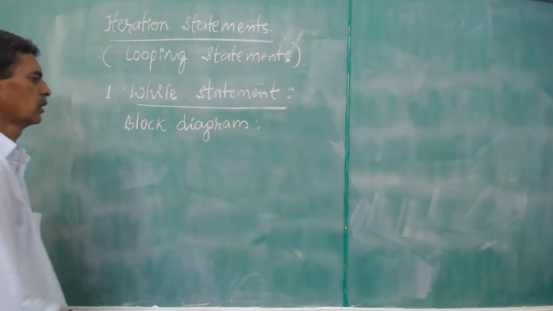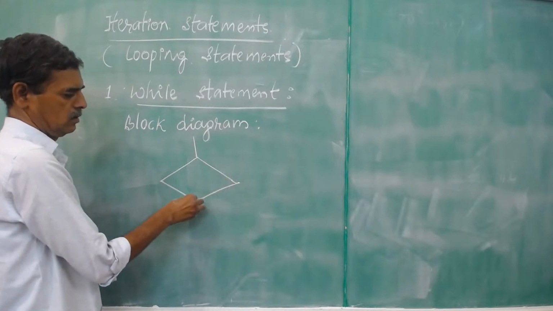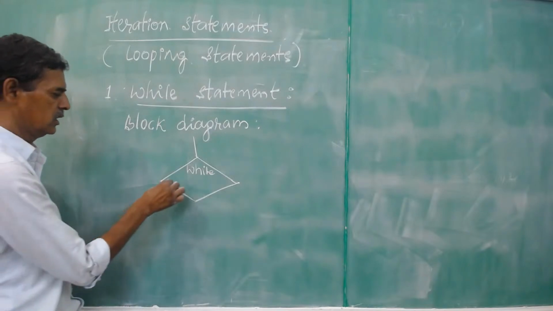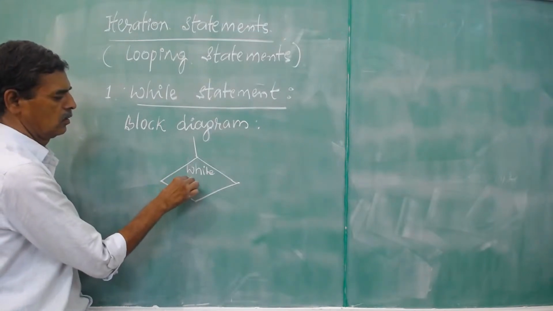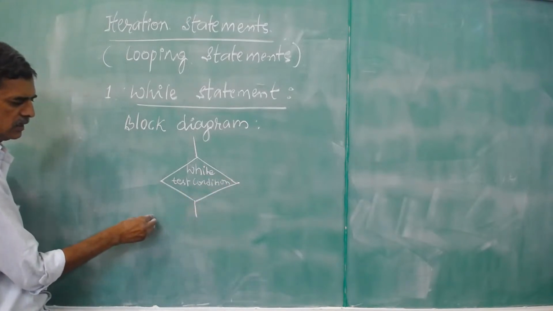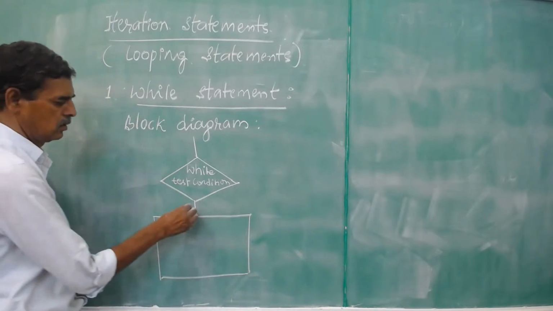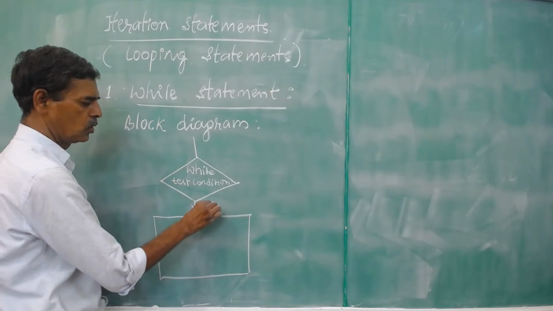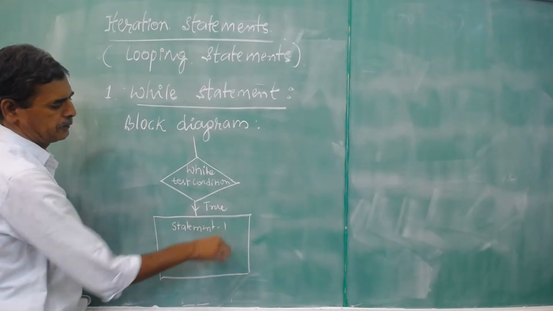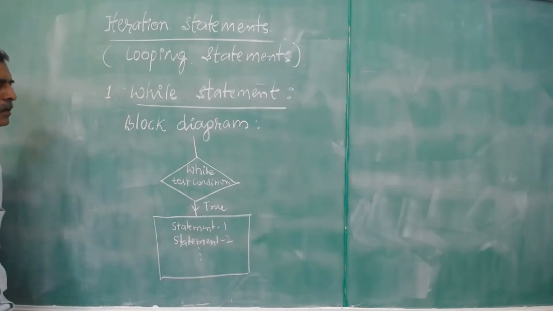The block diagram. Here control, while, test condition, true. Statement 1. Statement 2.